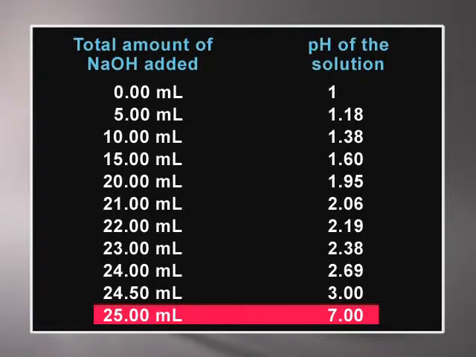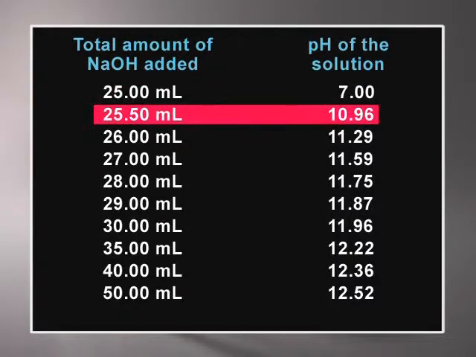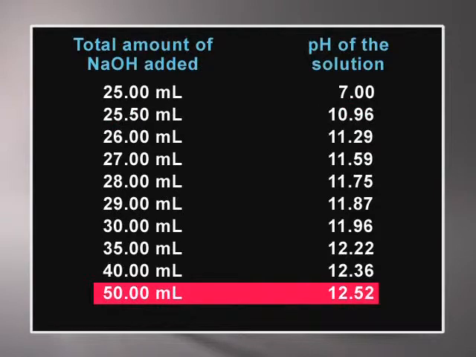The last half milliliter of base added near the equivalence point changed the pH more than was accomplished by adding the first 24.5 milliliters of base. And right after the equivalence point, the pH continued to rise rapidly. The first half milliliter of base added after the equivalence point changed the pH from 7 to 10.96, almost 11. But the next 24.5 milliliters of base only managed to change the pH from around 11 to just under 13.